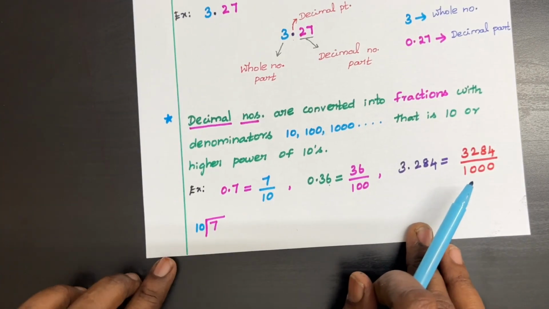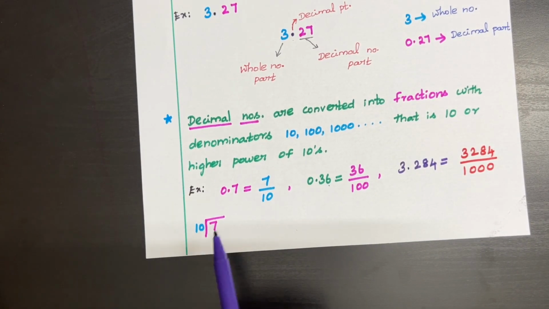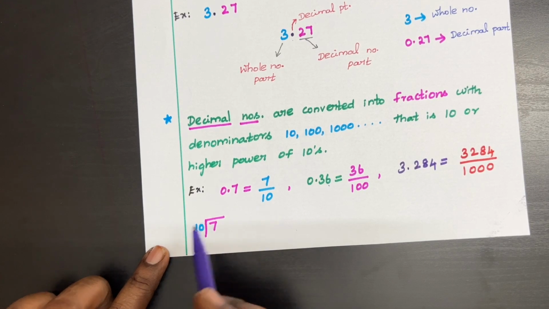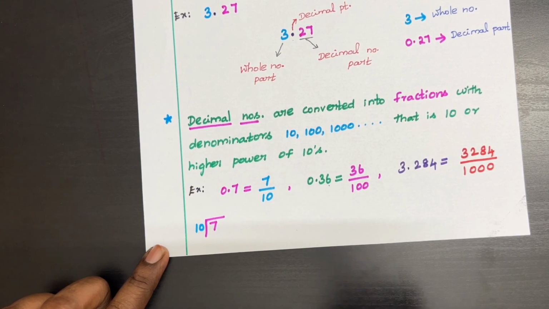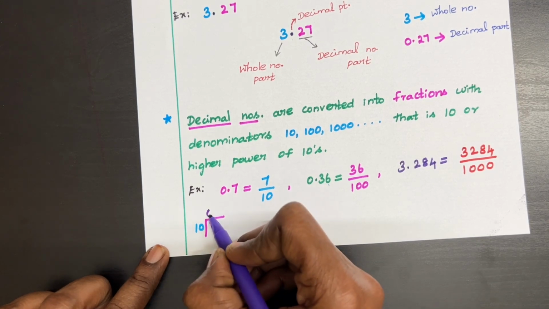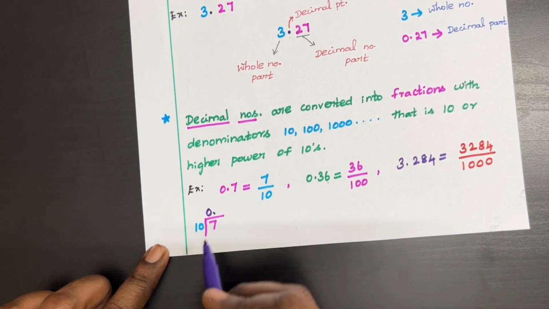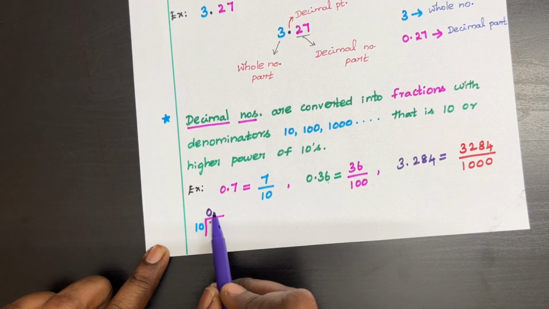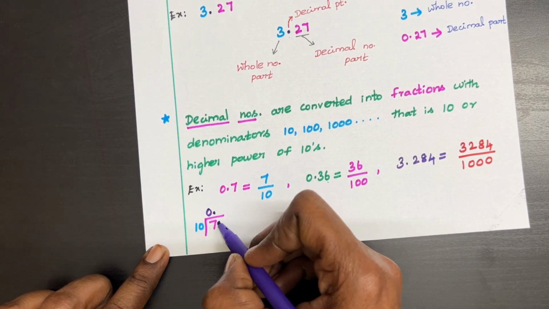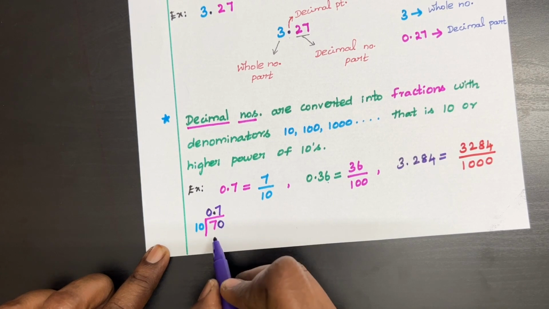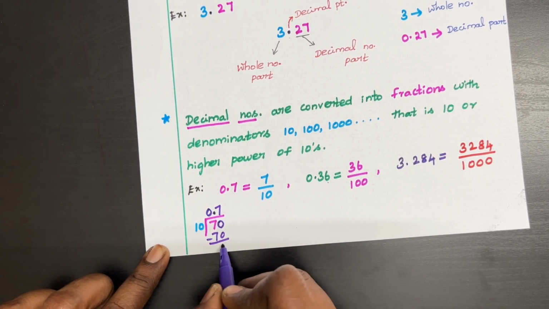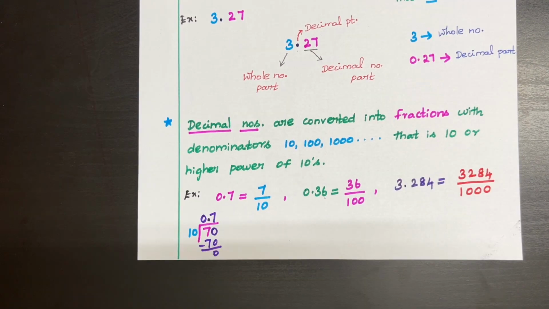How to do this? I'll show you. See here, if we divide 7 by 10, how many tens in 7? There is no 10 in 7. So, we need to put a point here, and we can have 0 here. So, 70. Now, how many tens in this 70? 7 tens. So, 7 into 10 is 70. If we subtract, we will get 0 as the remainder.